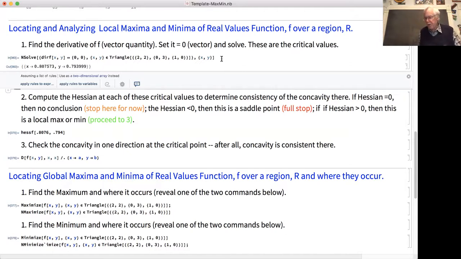Now we're going to look at the Hessian. The Hessian is the determinant of the second derivative. One of the things I'll ask you to do by hand is find the first and second derivatives of these functions. The Hessian is the second derivative, so in this case it's a 2x2 matrix. Its determinant then is computed above where I computed Hess F. So Hess F gives you the Hessian, and if we plug in that point, 0.807, 0.794, plug it in, and we'll see what we get.